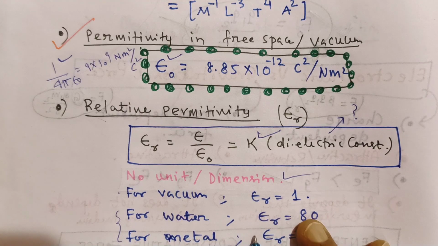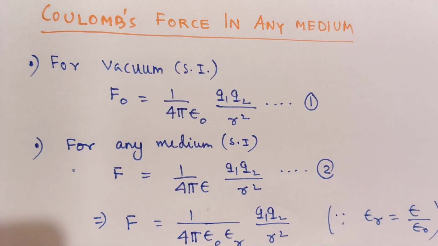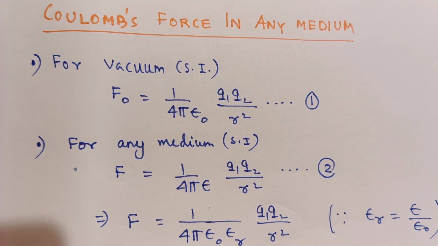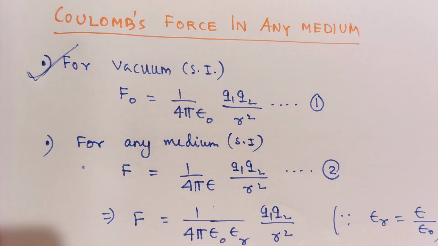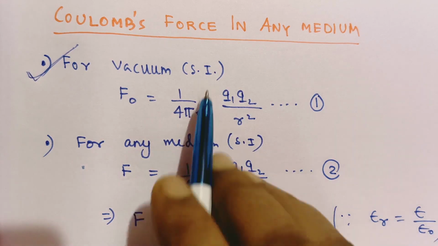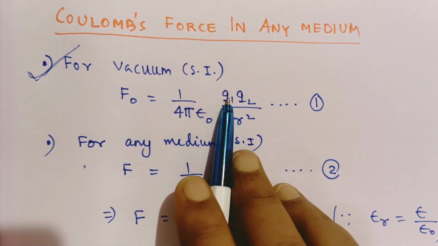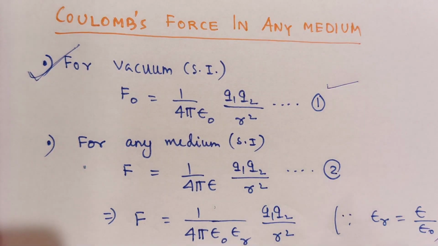So we know what permittivity is, the value of permittivity in free space, and relative permittivity and its value for different media. Now there is another important formula for you, that is Coulomb's force in any medium. How will we write the Coulomb's force in any medium? First, remember how we write the Coulomb's force in vacuum. In the SI system we write F naught is equal to 1 by 4 pi epsilon 0, Q1 into Q2 by R square. I keep this as equation number 1.